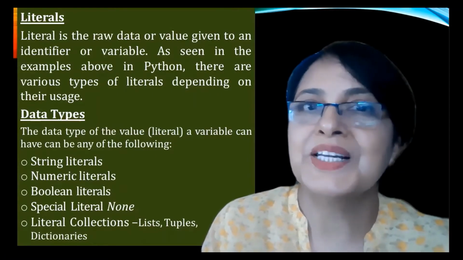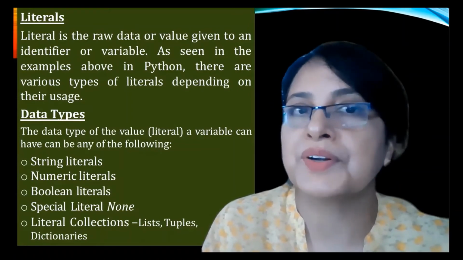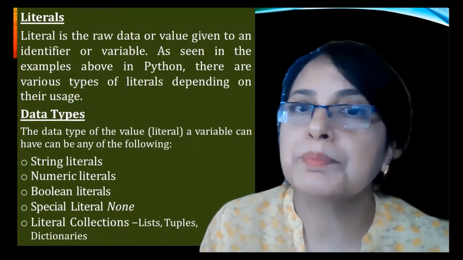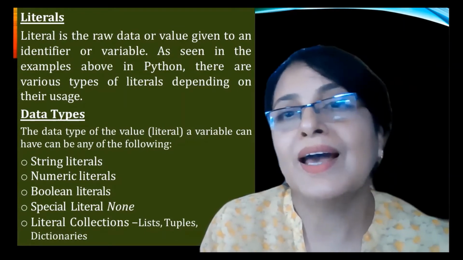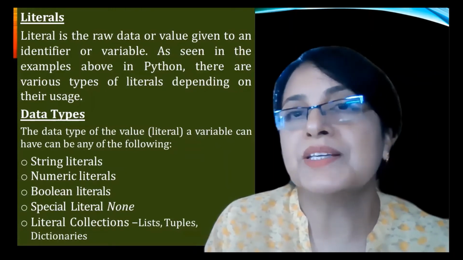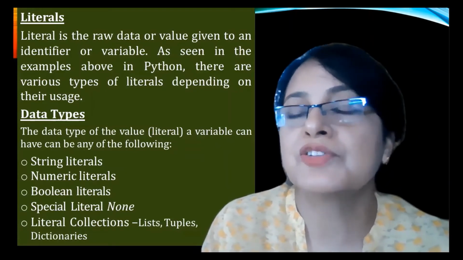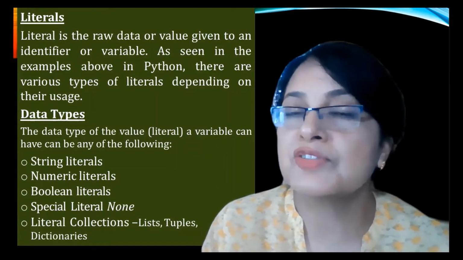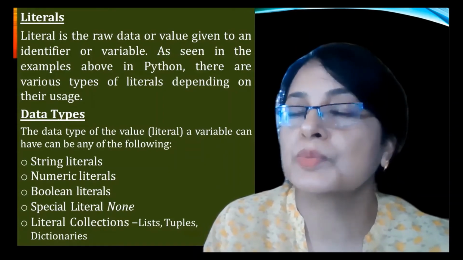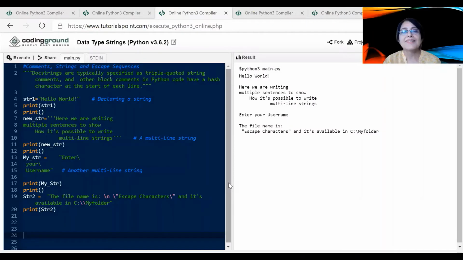As seen earlier, literal is the raw data or value given to an identifier or variable, and its value depends on its usage and its data type. The data type of a literal can be a string, a numeric, Boolean, special literal none, or a literal collection, lists, tuples, or dictionaries. Let's look at an example. In this example, we are going to look at comments, strings, and escape sequences.